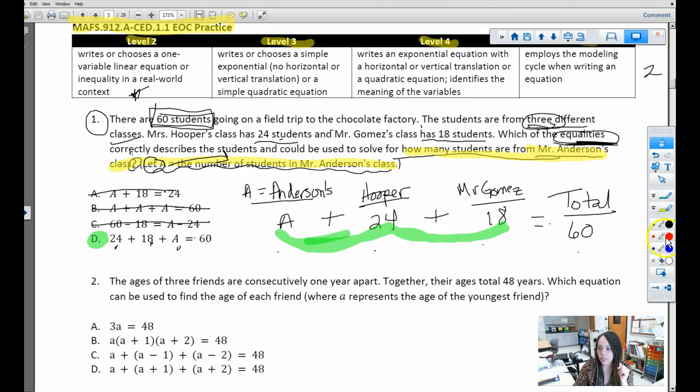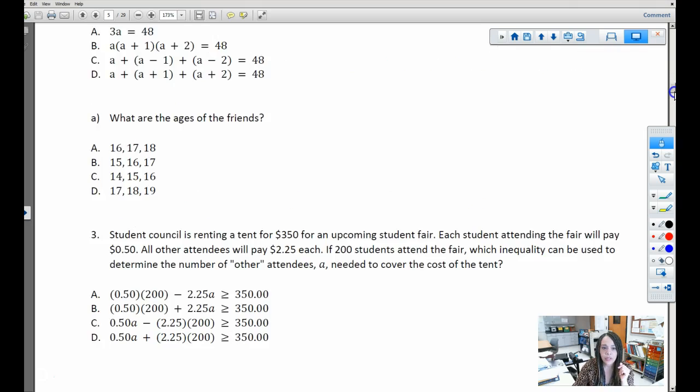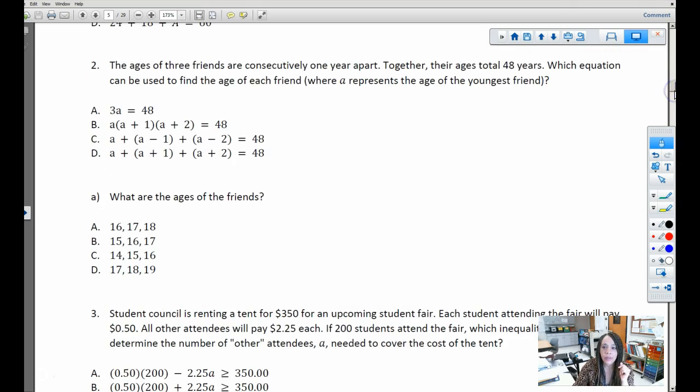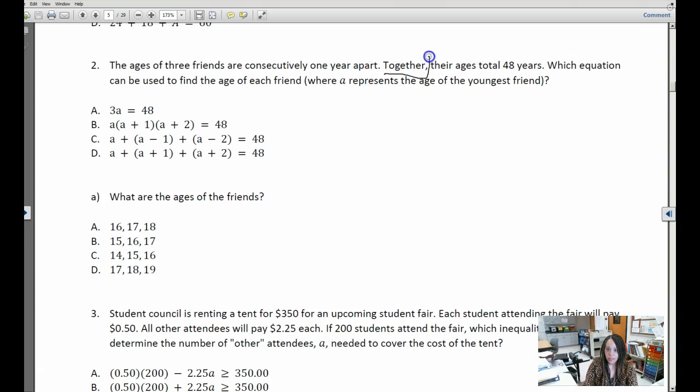Let's scroll down, clear the screen, and go down to number 2. Let's pull this one up a little bit higher. So number 2 is saying, oh, this is a good one. The ages of 3 friends. So we know we have 3 friends that are coming together, and we're going to be talking about how old they are, their age. So together is a key word there. Together typically means I'm adding something.